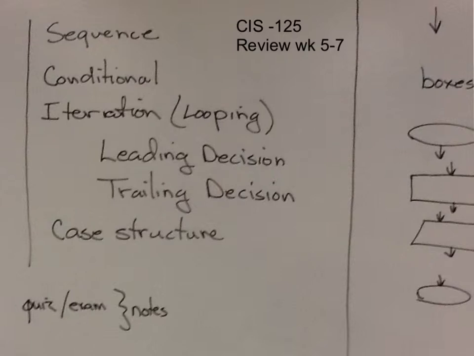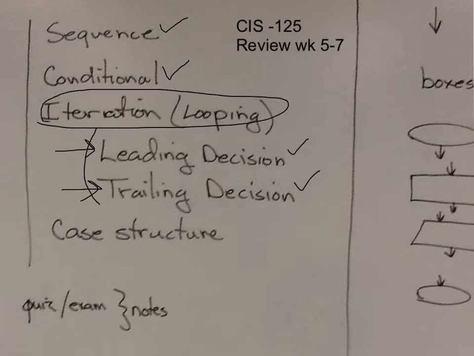This is review. These are the control structures we should know. We should understand sequence, conditional, and then iteration, whether it's a leading or trailing decision. Some people are confusing these and using an if statement for these two. These would be a do while for the leading decision and do until for the trailing decision. So it's this whole idea of iteration or looping. And then we also covered case structure, and I'll review that here in a little bit.